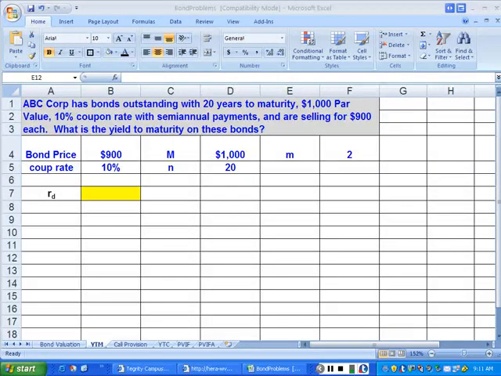Now, yield to maturity is one of the most important things we're going to be drawing out of this information on bond valuation, because it's indicative of what the current market conditions and what the market is telling us is the cost of debt to the firm.